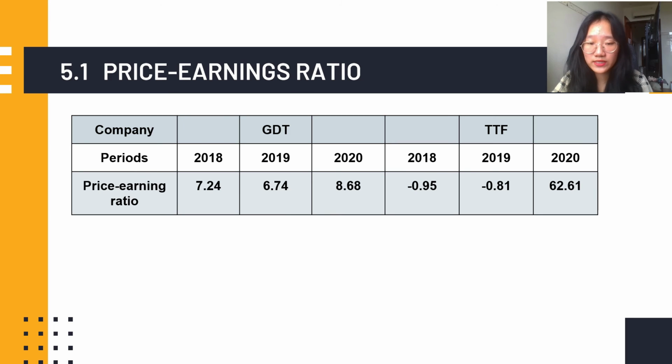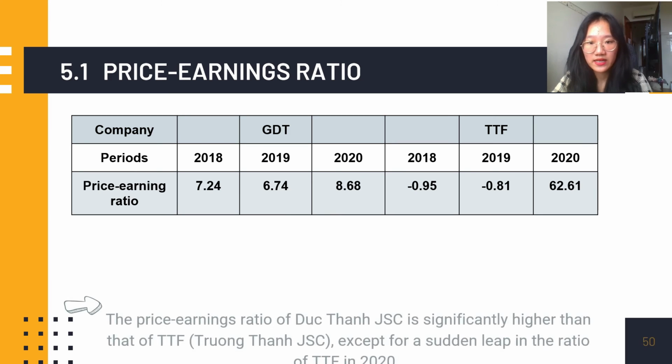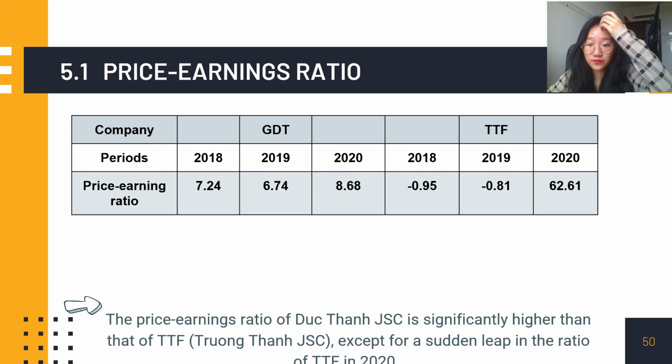From 2018 to 2020, despite some variations, the price earning ratio of Đức Thành joint stock company mildly grows 1.2 times. This ratio is relatively stable compared to that of TTF, and the Đức Thành joint stock company ratio is comparatively higher than its competitor within some periods and expected to become a growing firm.